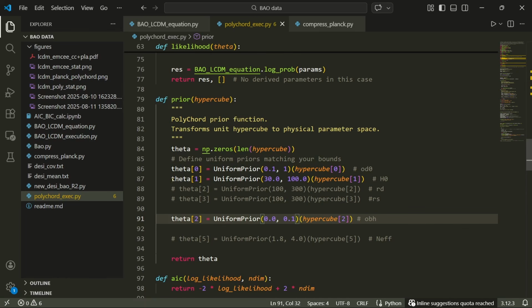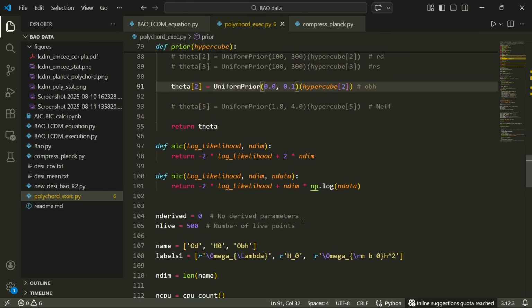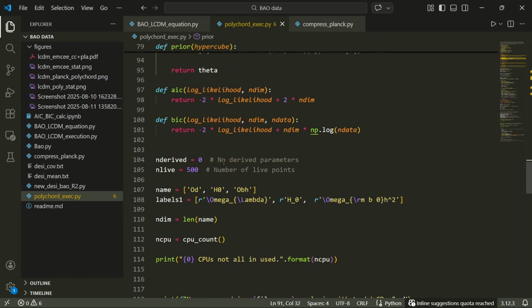So this is the hypercube of a three-parameter space. The AIC block is there. Now there are no derived parameters here. There are live points, and I have to initiate that: how many live points or how many workers there are that will actually generate this. I will define the names. What are the names of the parameters?